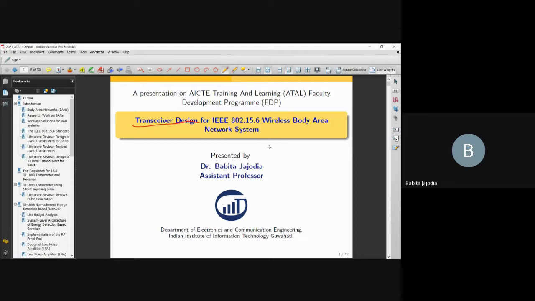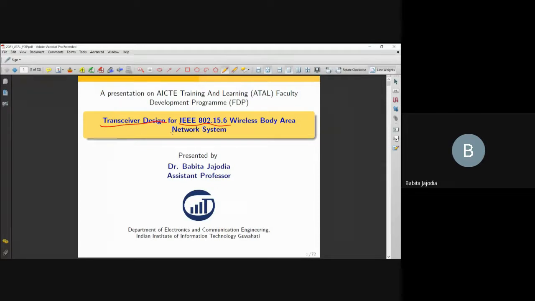The title of the presentation I will be giving is Transceiver Design for IEEE 802.15.6 Wireless Body Area Network. I am Dr. Babita Jajodia, working as an assistant professor at IIIT Gauhati. Before we start, I would like to tell you from the title itself what we are going to learn about the research in this talk.